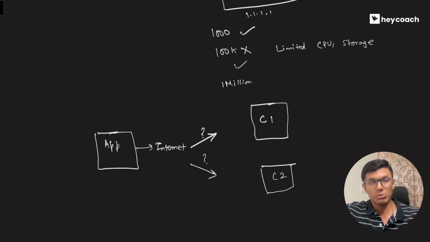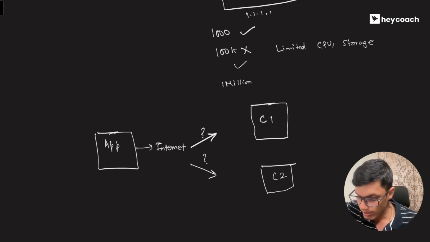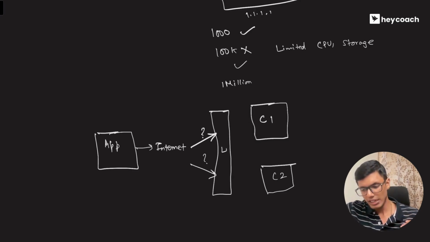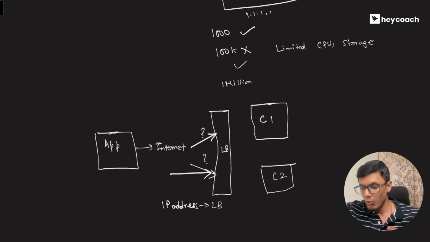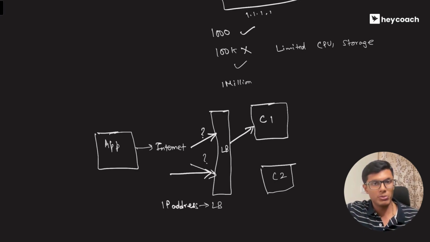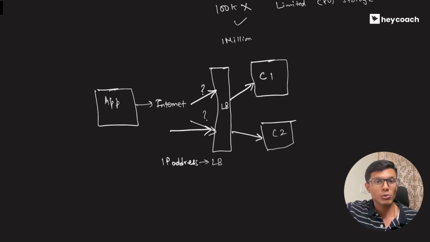We can introduce something like a load balancer over here. This is a load balancer. Now when the DNS tries to resolve the IP address, it would always resolve the IP address of the load balancer. It will always say that the IP address is of the load balancer. And then the load balancer can internally decide whether to send this request to computer 1 or to computer 2. So what is the load balancer doing here?